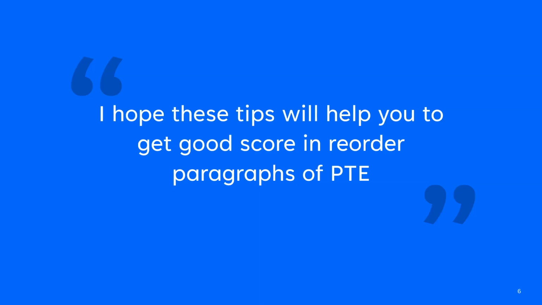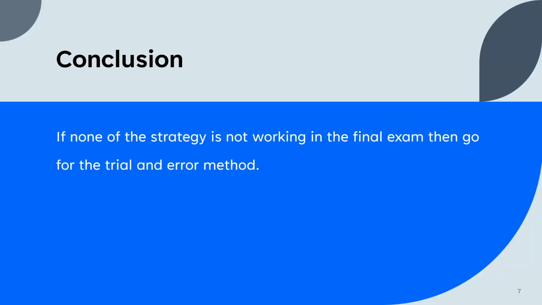I hope these tips will help you to get a good score in reorder paragraph of PTE. If in case none of the strategies is working in the final exam, then go for the trial and error method. Try to find out the independent sentence if you can, and try to find out the main topic of the sentence, or otherwise find one sentence and go for the other sentences in a logical way.